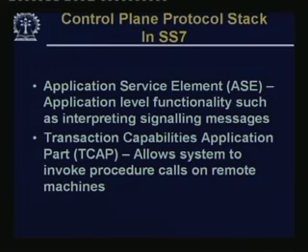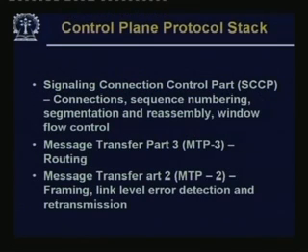So, we will quickly go through this control plane protocol stack of SS7. I will just mention some names, for example names of some elements. You know that this is a very huge area, this software development for telecom. So, these are some of the elements which are there in SS7. For example, application service element, that is application level functionality such as interpreting signaling messages. Then there are transaction capabilities which allow systems to invoke procedure calls on remote machines.